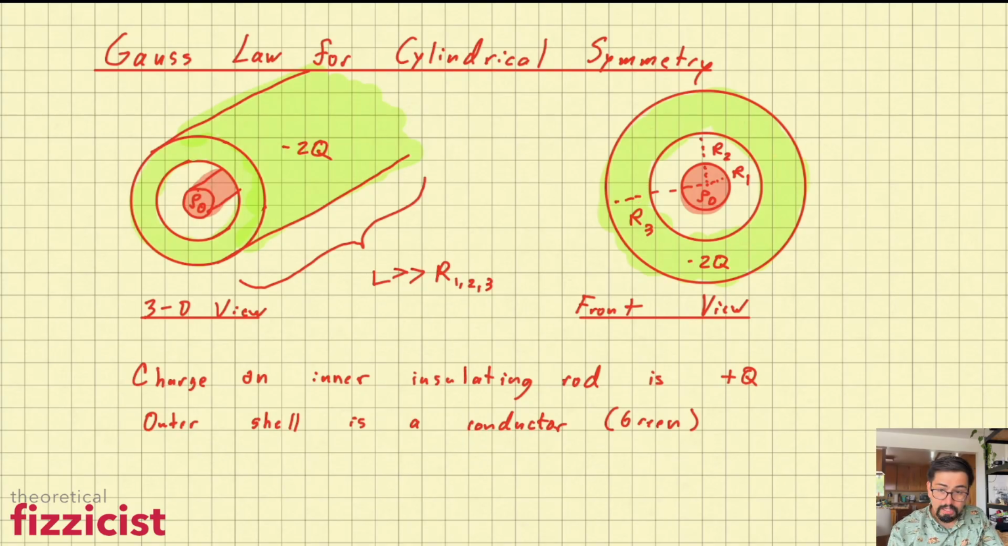This outer conducting shell, I've decided to make the problem a little bit more interesting, to give it a total charge of minus 2q. Our concern for this problem is this: what is the electric field for all radii away from the center of the insulating rod? Now, a few points I wanted to go over to make sure that we're all on the same page.